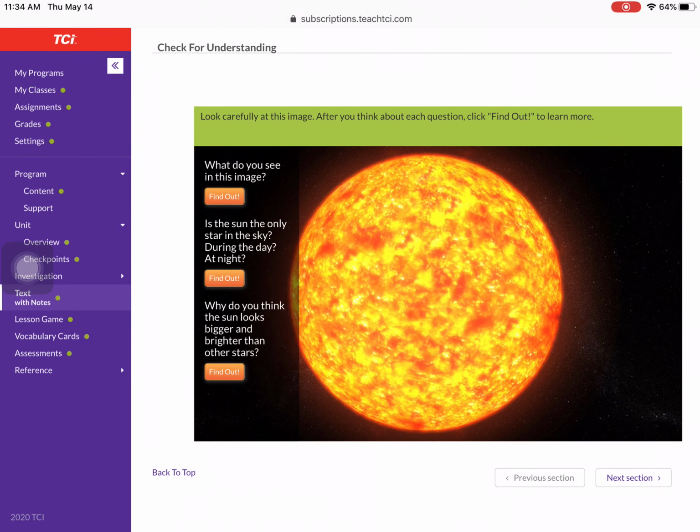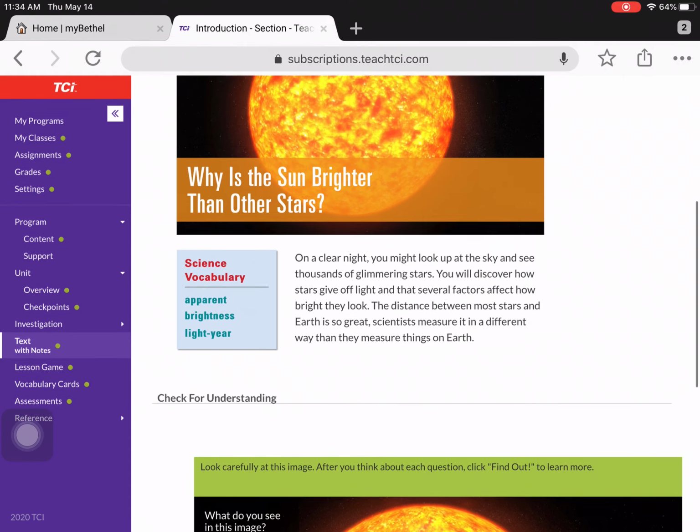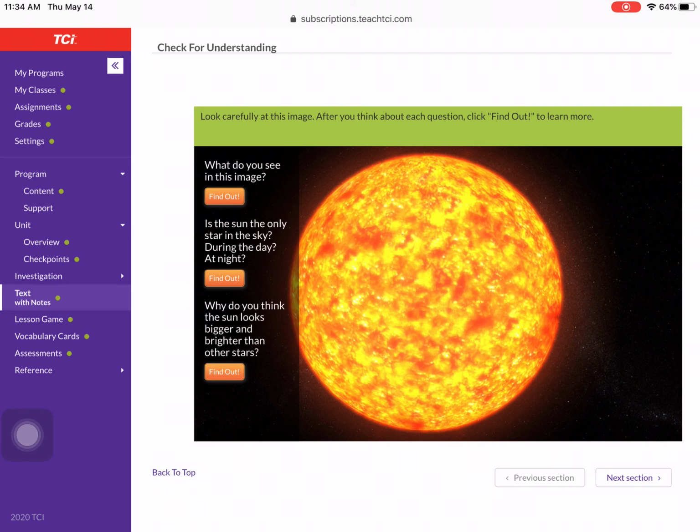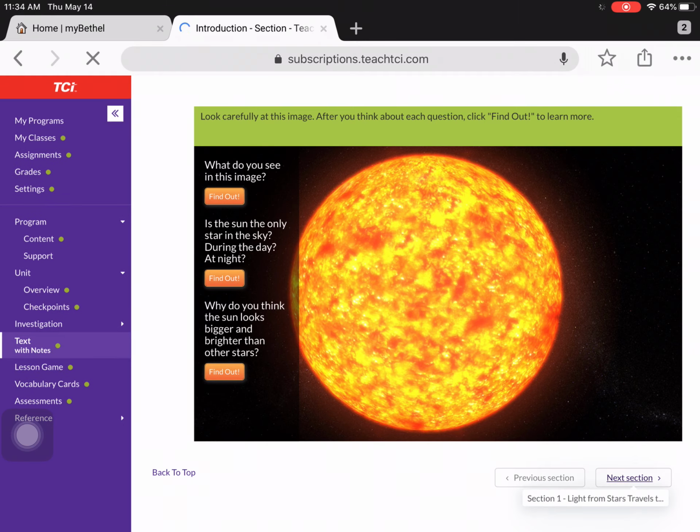So here is a little activity that you guys can use about the sun. What do you see in this image? Is the sun the only star in the sky during the day at night? Why do you think the sun looks bigger and brighter than the other stars? You guys can feel free to mess around with that on page 286. Now we're going to go on to 287.